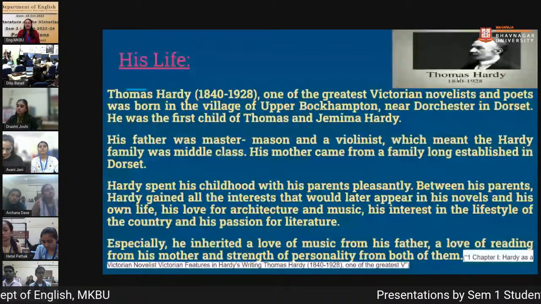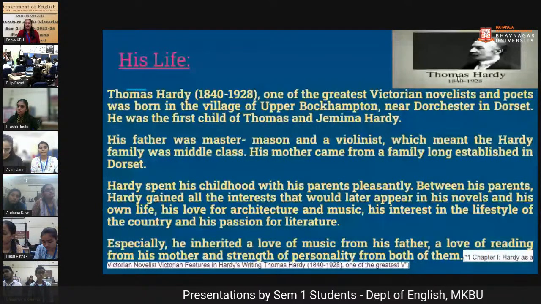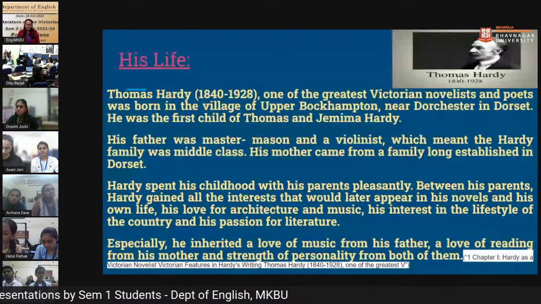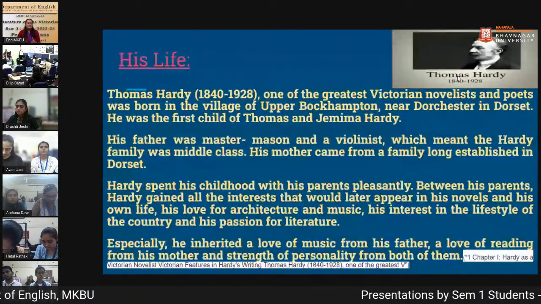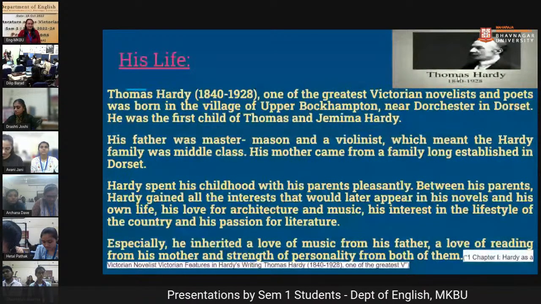So in this context, we see that Hardy wrote many novels for his mother, who raised her son very well.